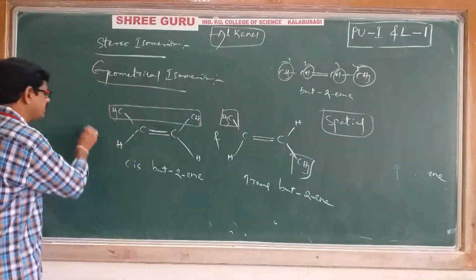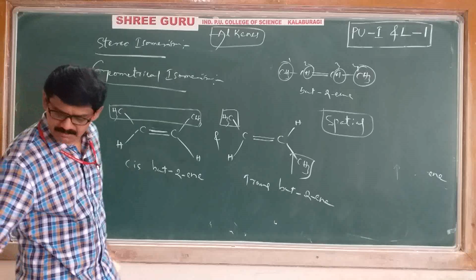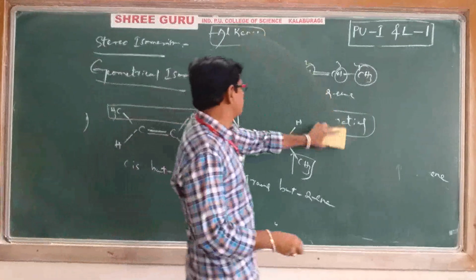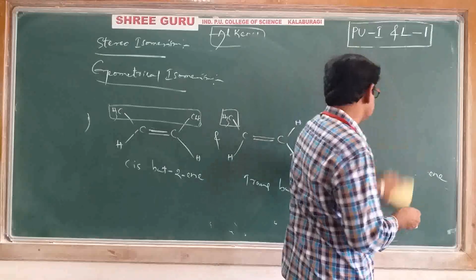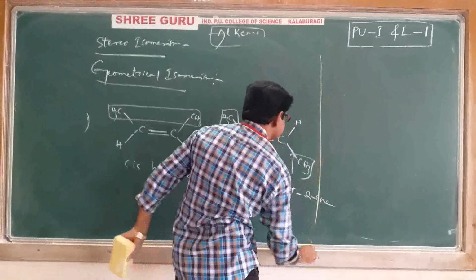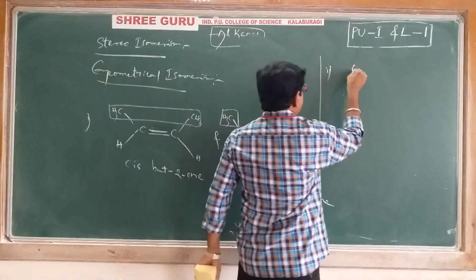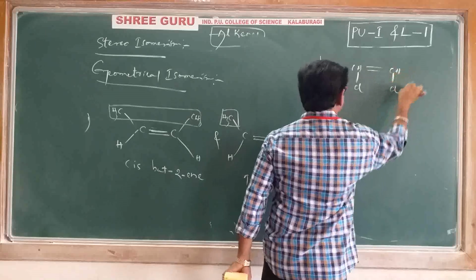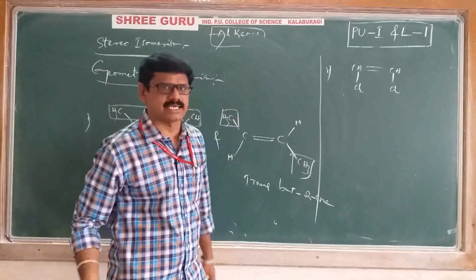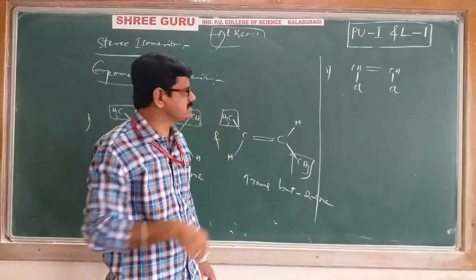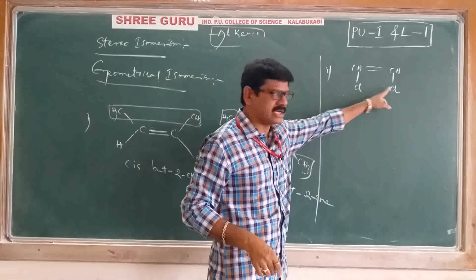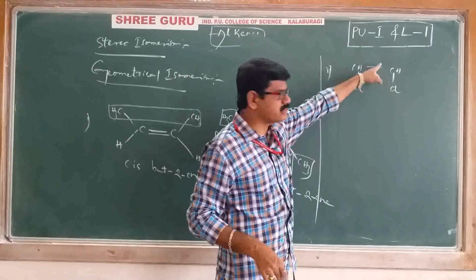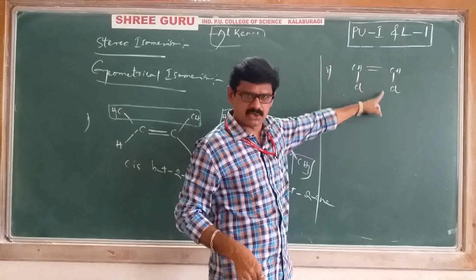Say it is example 1. Let's take one more example for geometrical isomerism. I am giving one more example to explain geometrical isomerism. CHCl double bond CHCl. First, let's write its IUPAC name. What is its IUPAC name? It means 1,2-dichloroethene, 1,2-dichloroethene.